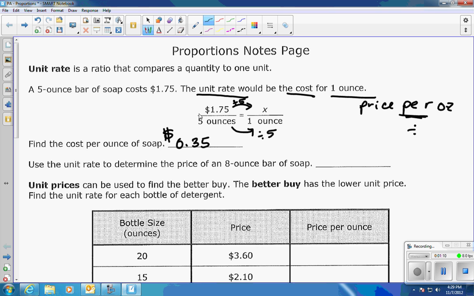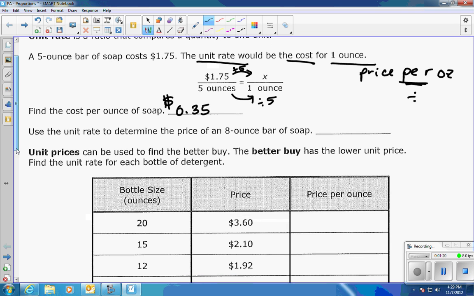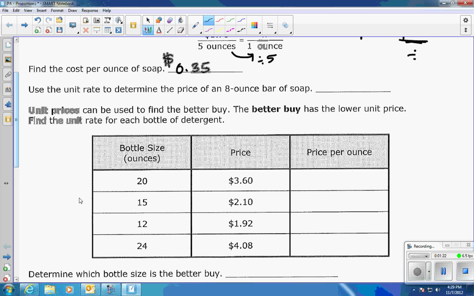There is another way to solve this proportion, but it's actually shown in our rates, ratio, and proportion notes video. So you can look through that one if you want. Use the unit rate to determine the price of an 8-ounce bar of soap. Well, if 1 ounce is 35 cents, then I can take that 35 cents and multiply it by 8. So 35 cents times 8 is $2.80.